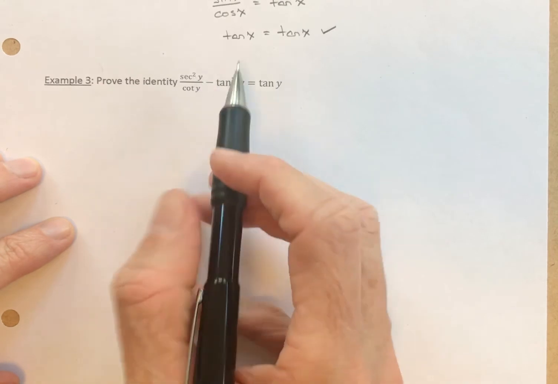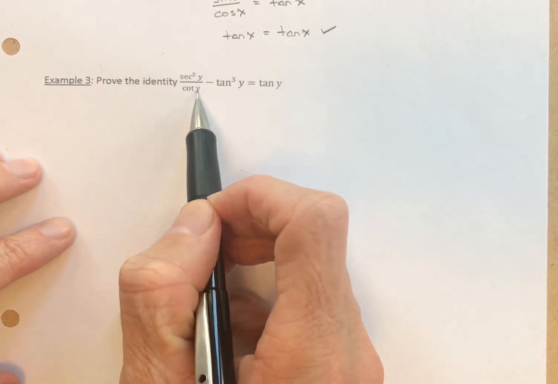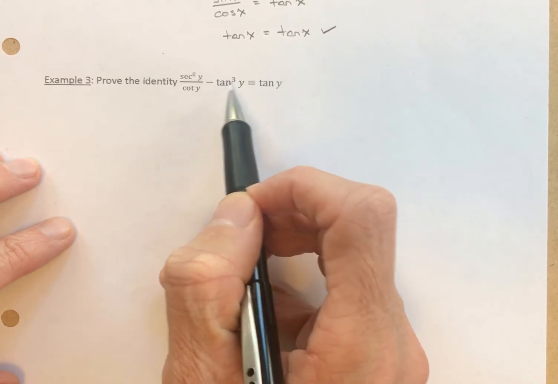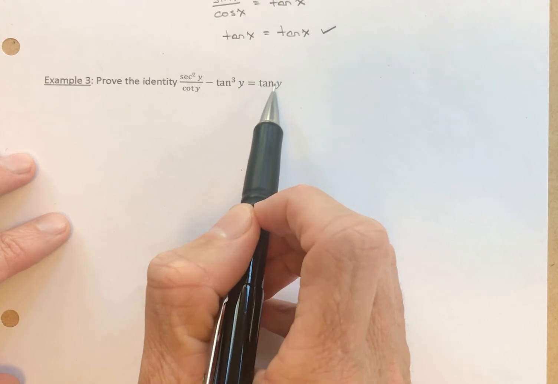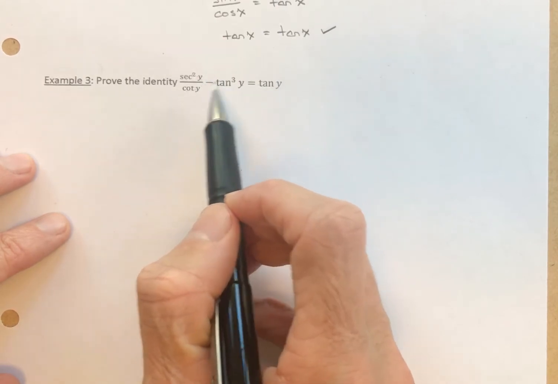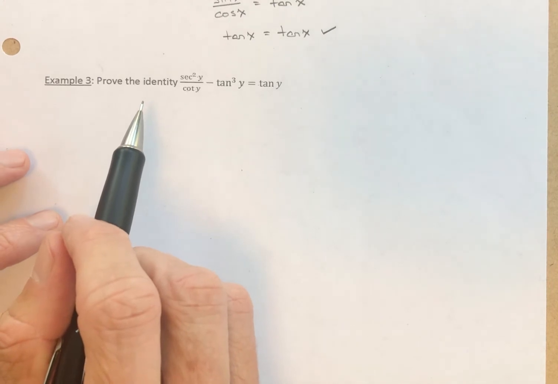I'm looking at this: secant of y squared over cotangent of y minus the tangent of y cubed equals the tangent of y. And the first thing I'm thinking is, if I change all of these to sines and cosines, I'm going to have a lot of fractions. Not happy about that. I don't like to work with fractions all the time. And so that doesn't make any sense to me.